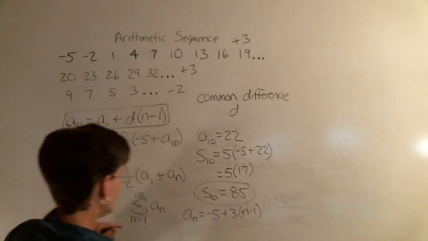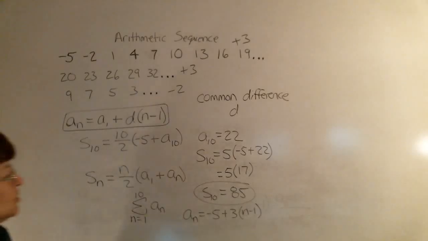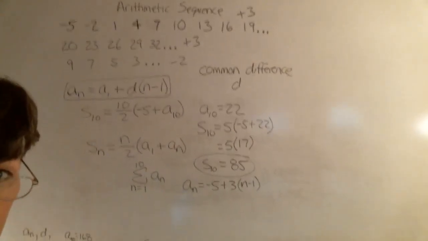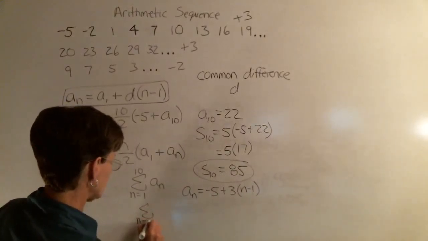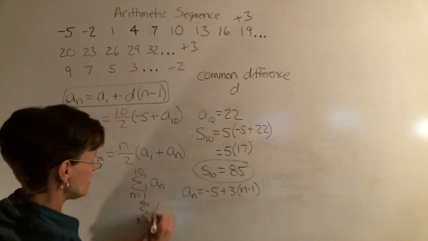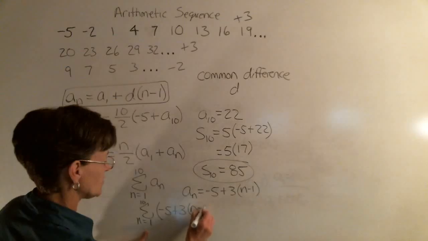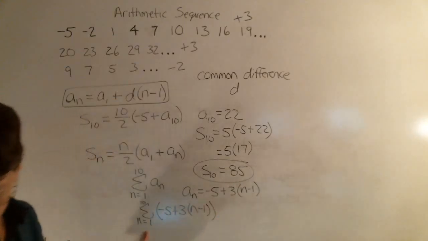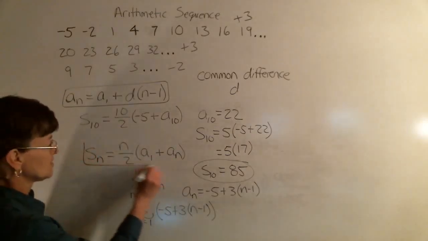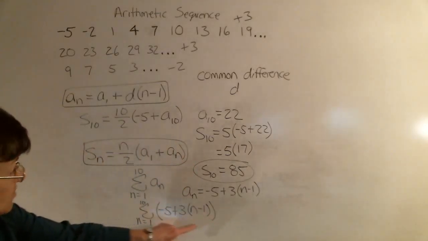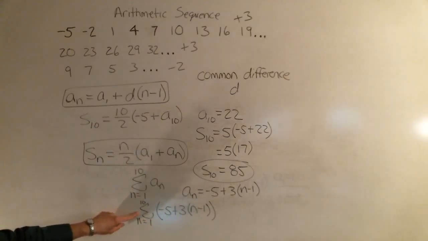n minus 1. So to write the sum using this sum symbol, I'll angle this down just a little bit, we would say the sum as n equals 1 to 10 of, and I'm going to put in parentheses, negative 5 plus 3 times n minus 1. This is how you would write the sum of the first 10 terms of that first sequence using the sum notation.